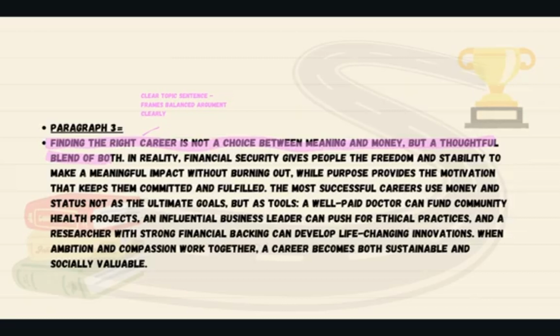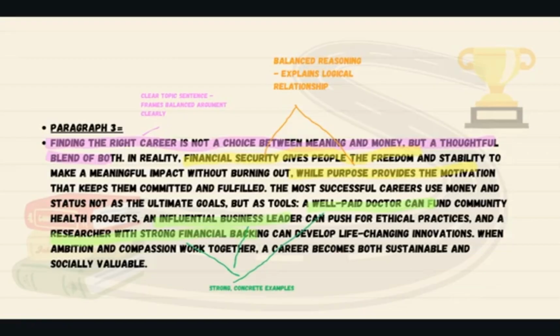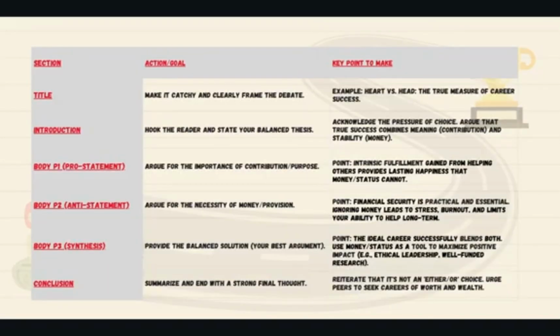Here in the pink quote, we can see a clear topic sentence, and this frames our balanced argument clearly. In yellow, we can see balanced reasoning, which explains the logical relationship between both arguments. And in green, we can see strong, concrete examples to back up the point we're making in this paragraph. The conclusion is where we're going to summarize and end with a strong final thought. And we will reiterate that it is not an either-or choice here. We're going to urge peers to seek careers of worth and wealth together.